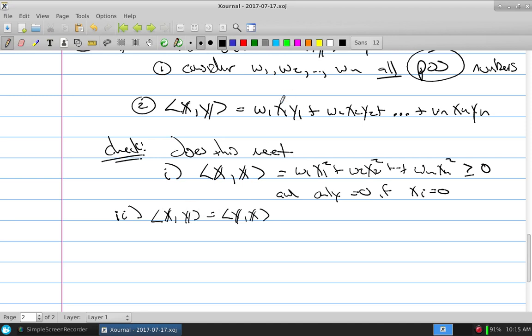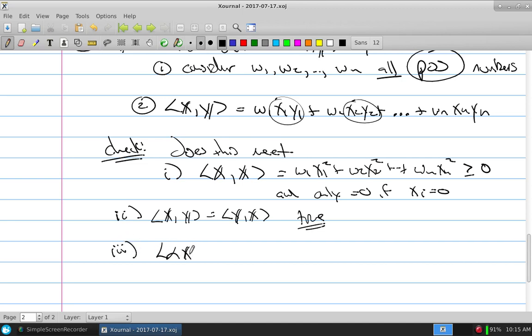Well, let's look at this. What is the only thing that's doing? Flipping those orders. Am I allowed to flip those orders? Yep. And so this is also true, because X1, Y1 is the same thing as Y1, X1. So they're equal. The third is much harder.